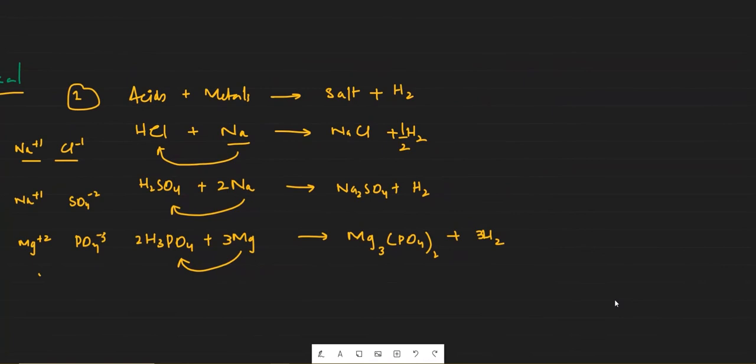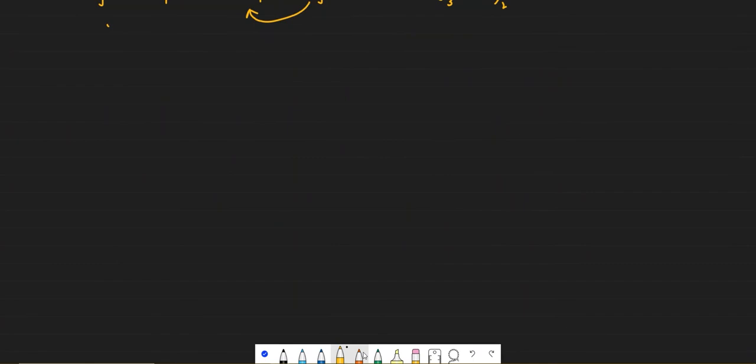Okay, let's move on to the second property. The second property states that when acids react with metal oxides, they form salt and water. Now take any acid, let's say HCl, and take any metal oxide.